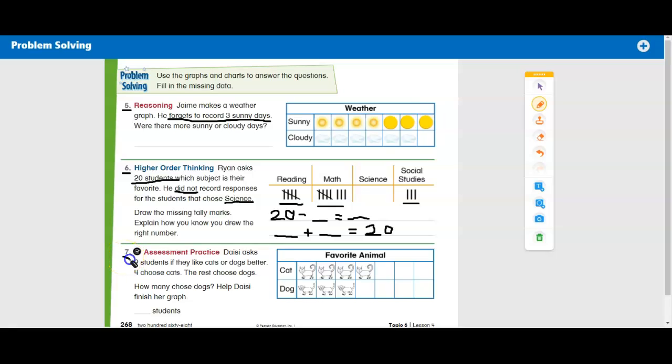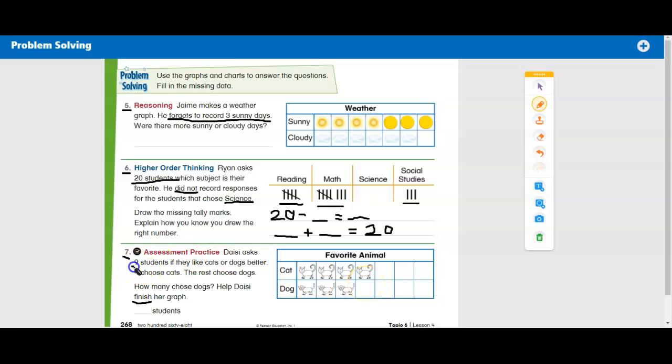And for number 7, the last problem, it says assessment practice. Daisy asks 9 students if they like cats or dogs better. 4 choose cats. The rest choose dogs. How many chose dogs? Help Daisy finish her graph. A very important word here is finish. The graph is not finished.